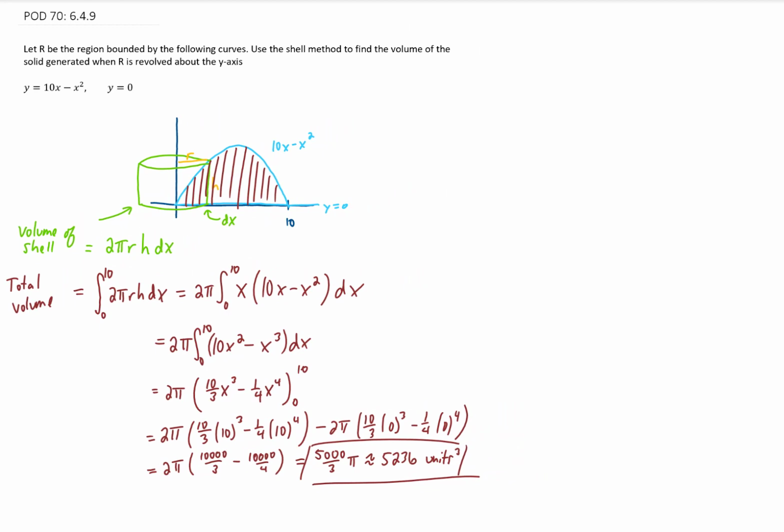In our last Calculus 1 problem of the day, we're going to do a problem where we use both the shell method and the disk/washer method to find a volume and make sure that we get the same volume using both methods. I will see you there.